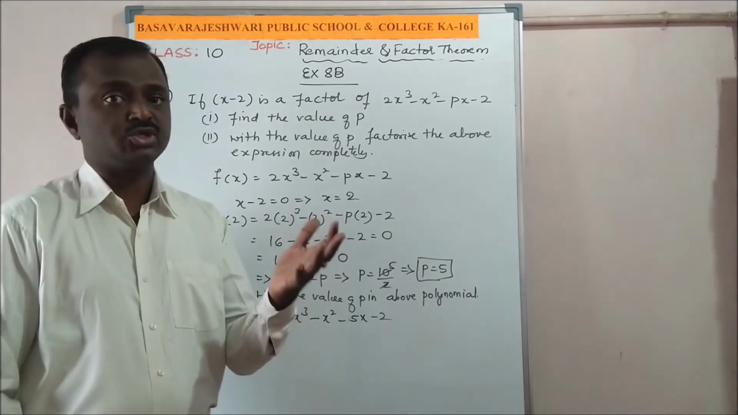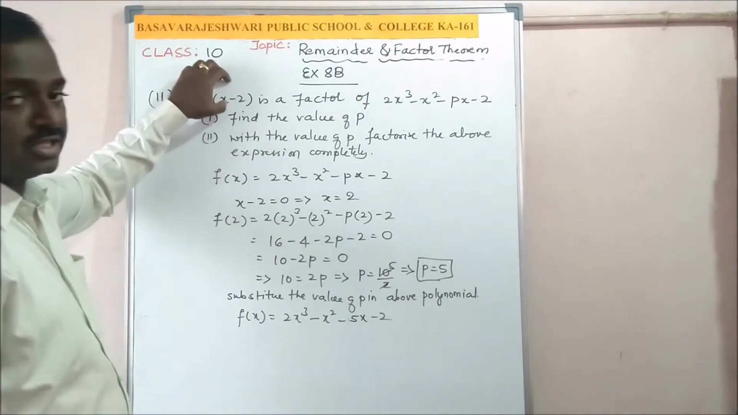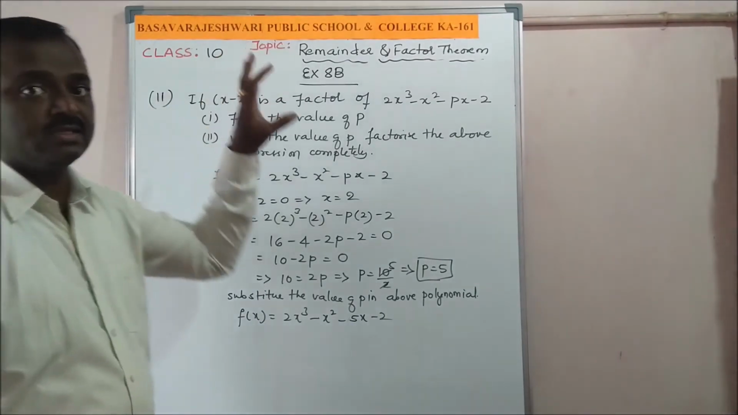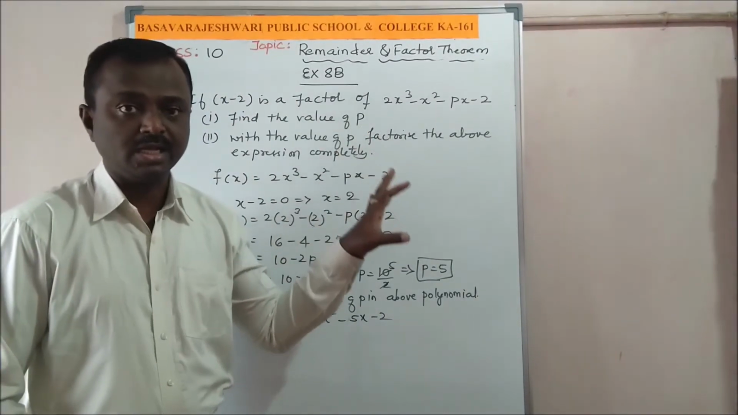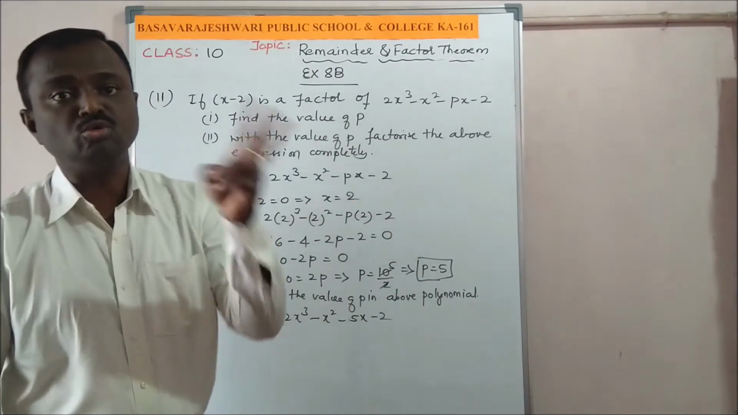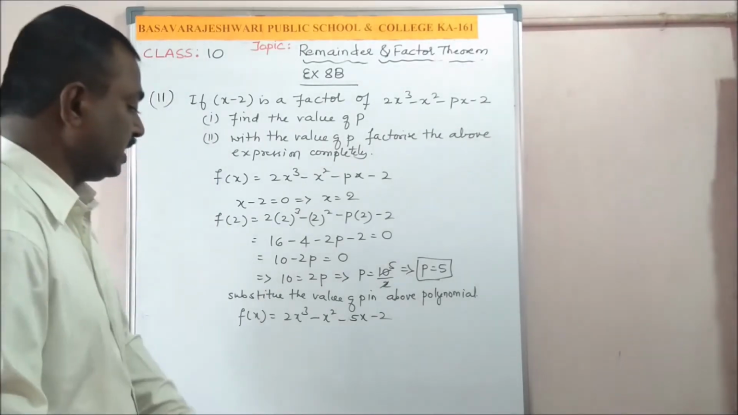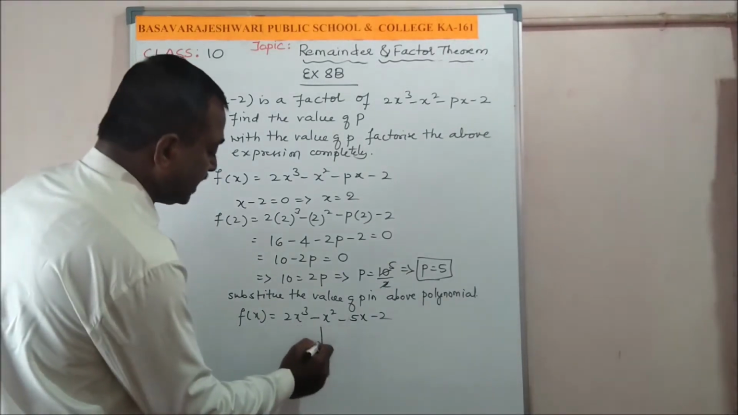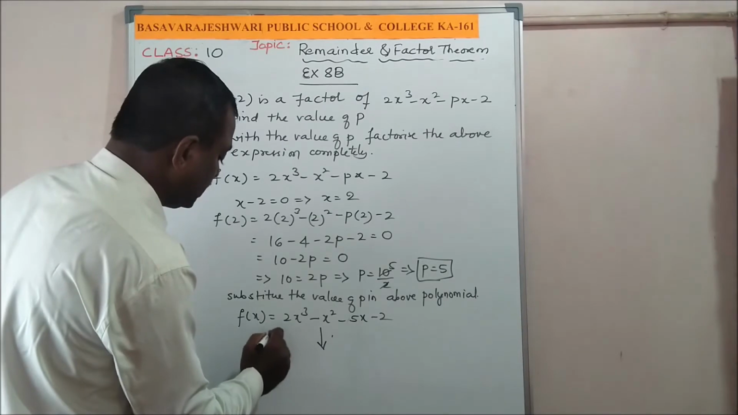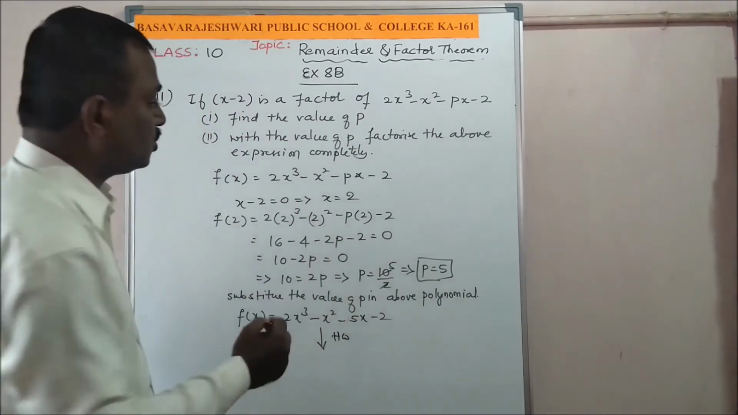So in the previous sum I showed, first we have to divide this polynomial by x minus 2. You will get the quotient, that is a quadratic equation. And you have to factorize that quadratic equation. Two more factors will be found, totally 3 factors. So next part I am giving as homework, second part. You have to do it. Homework. Okay? So note down this sum.